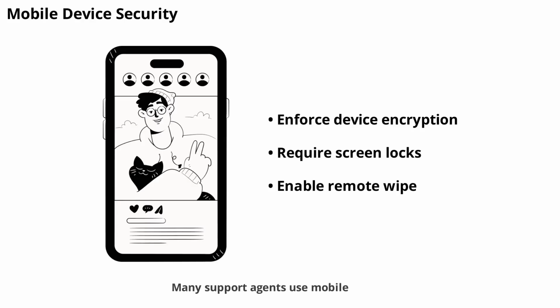Many support agents use mobile devices to access customer support software. Enforce mobile security settings such as device encryption, screen locks, and remote wipe capabilities. Require the use of secure apps and prohibit access from jailbroken or rooted devices. These steps help prevent data loss if a device is lost or stolen.